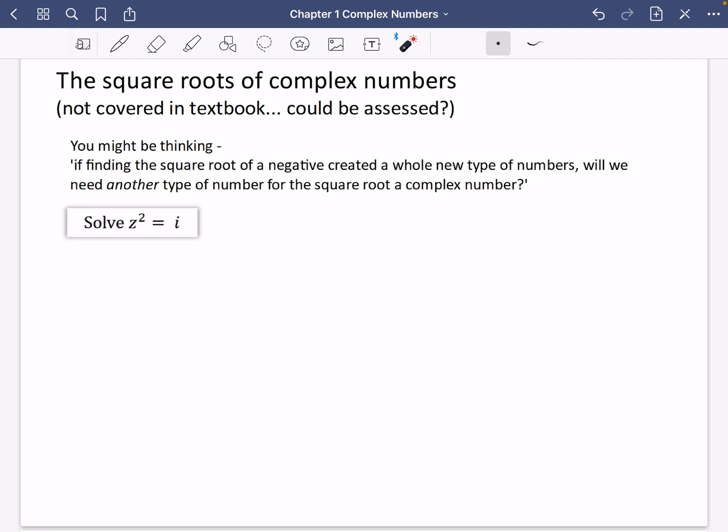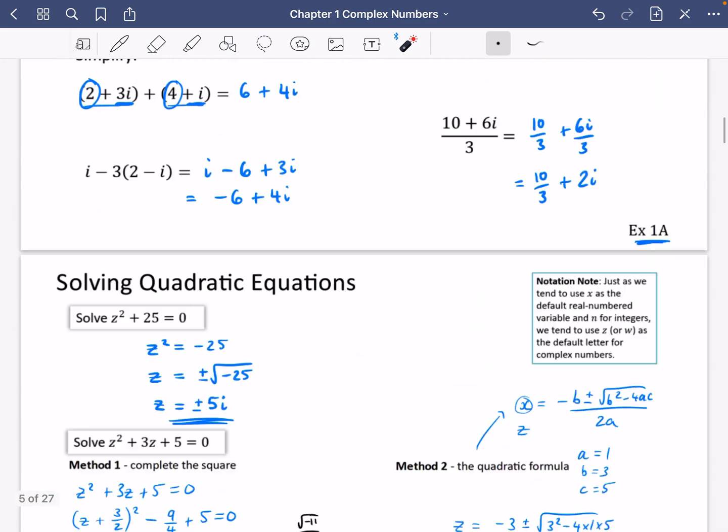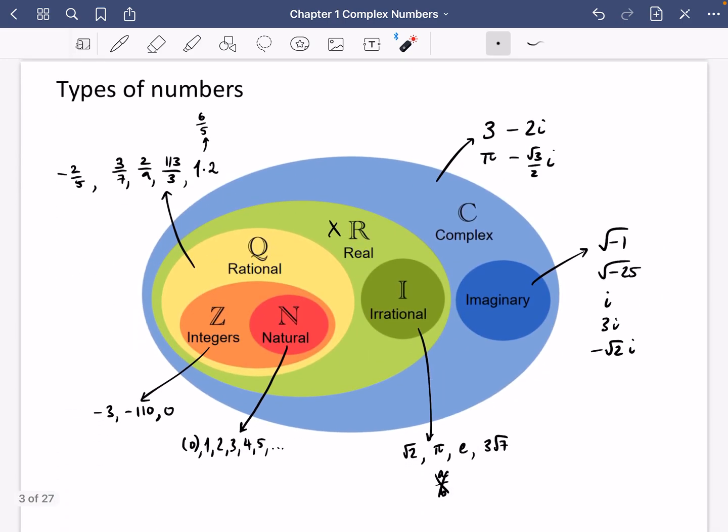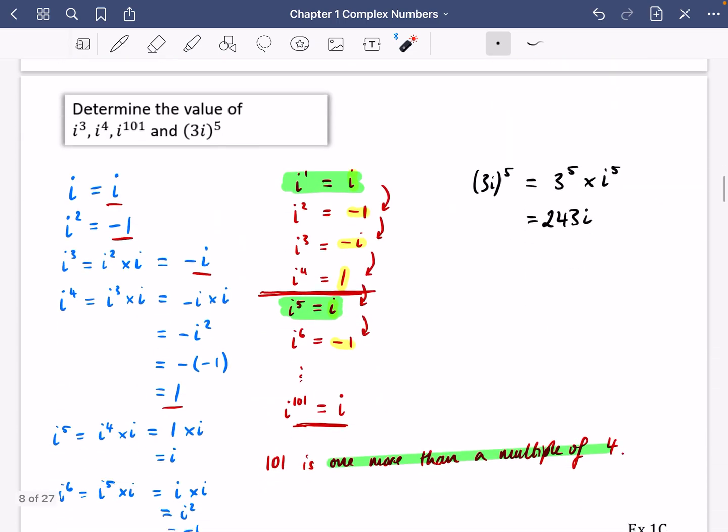A kind of cool thing here. You might be thinking, if finding the square root of a negative created a whole new type of number, will we need another type of number for the square root of a complex number? Now, you might know the answer to this because right at the beginning of this chapter, I showed you this and I said this covers all of the types of numbers. So actually, no, we do not need a new type of number. Even when we take the square root of a complex number, we do not need a new kind of imaginary. And I will explain a little bit more.